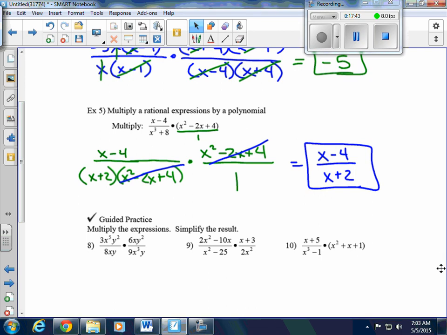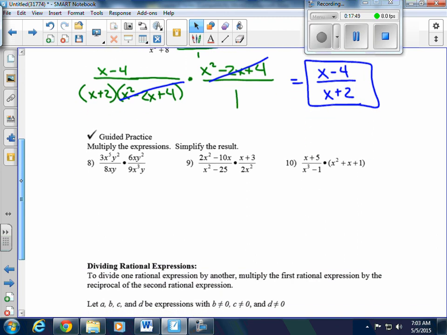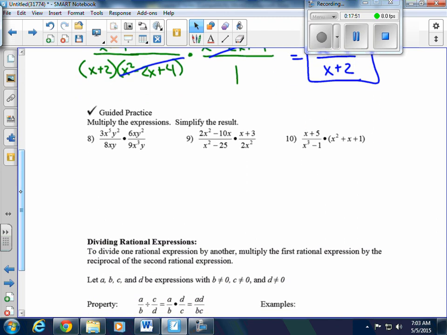And so there is our answer in simplified form. So we have 3 guided practice questions here. I want you to take a couple minutes, go ahead and do these 3 problems. Go ahead and pause the video, and when you are ready to resume, you can hit play.